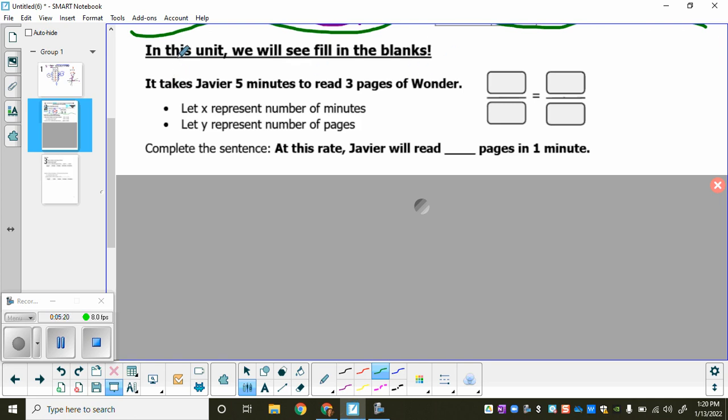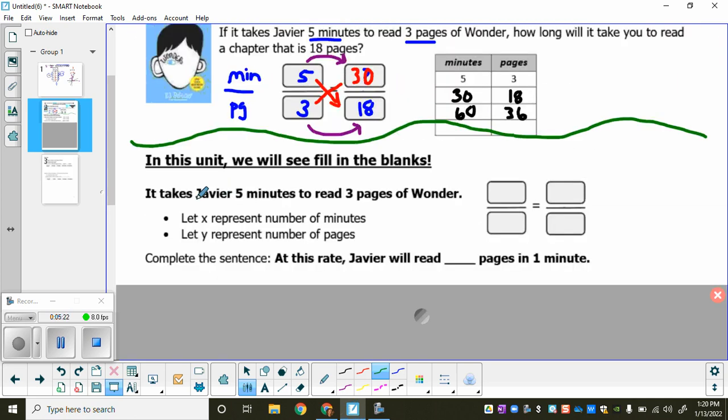So in this question, it's the same thing. It's still telling us that it takes Javier 5 minutes to read 3 pages of Wonder. And this time it's starting to gear you up a little bit for algebra. This is saying, if it was a table of values, X is going to be the minutes. And that is up here. And it's saying if we had a table of values, Y would be the pages. That's right here. And then it just wants you to complete this sentence. At this rate, Javier will read blank pages in a minute.